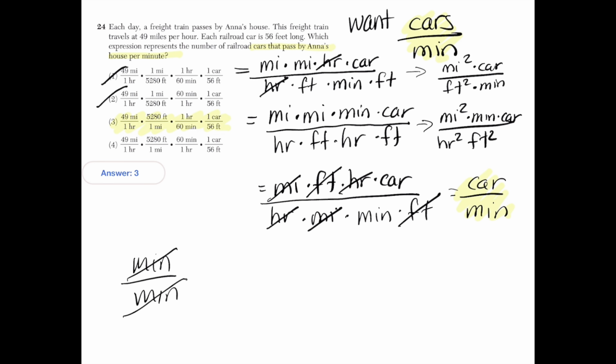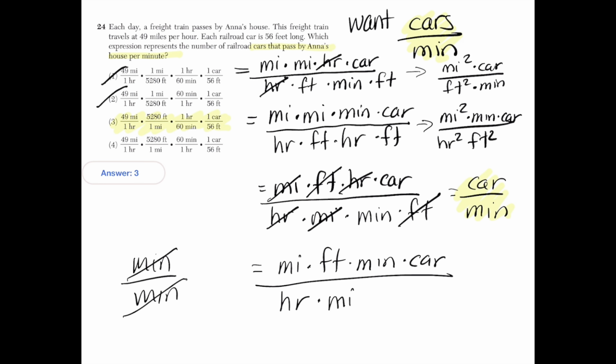But if you're a completionist and you want it to go to 4, then you can do the same thing. Miles, feet, minutes, car, hours, nope. Miles, yes. Hours, go fish, and feet. So, doesn't help. We ended up with hours squared, minutes times car.